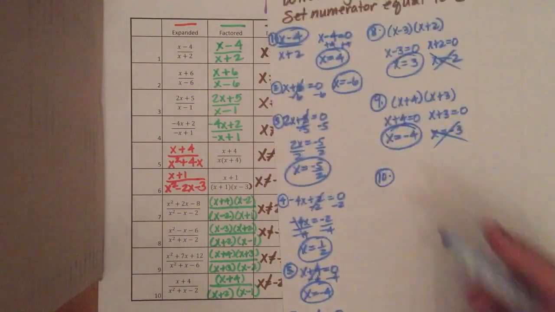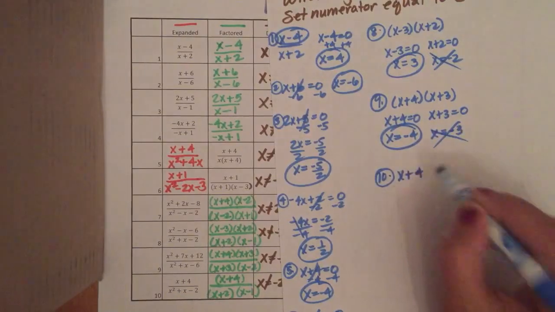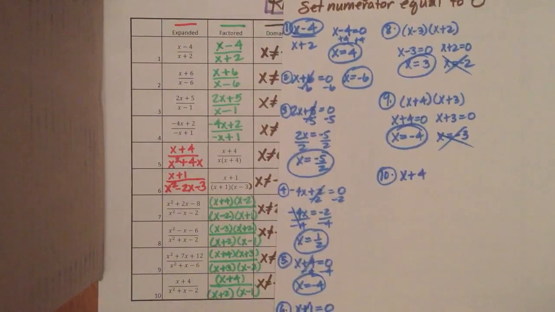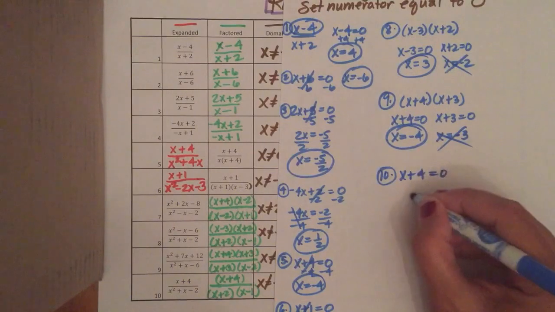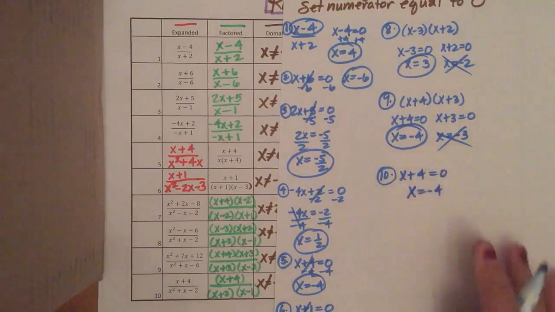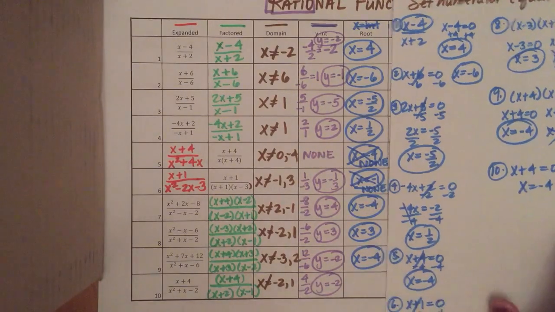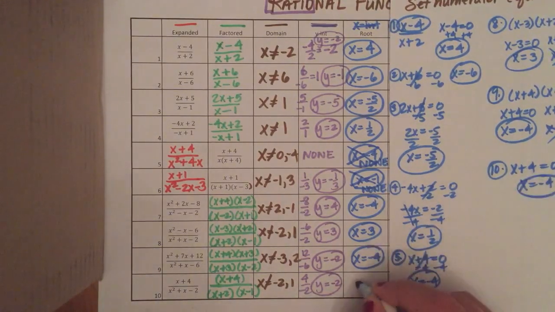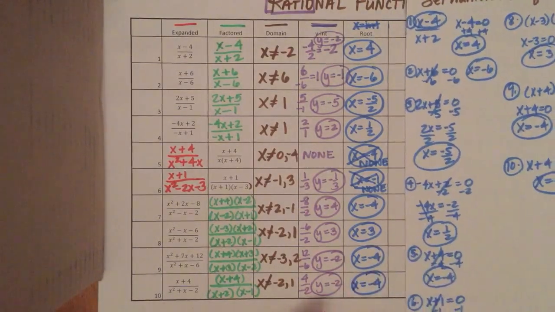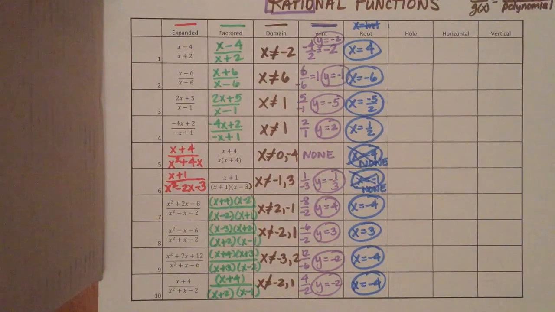So for number 10, we have x plus 4. That's the only one. So we're going to set that equal to 0. So x equals -4. So for number 10, you look at your domain. It can't be -2 or 1, so -4 is good. So x equals -4. And that is how you find the roots of rational functions, which is the x-intercept or the 0 value of the function.